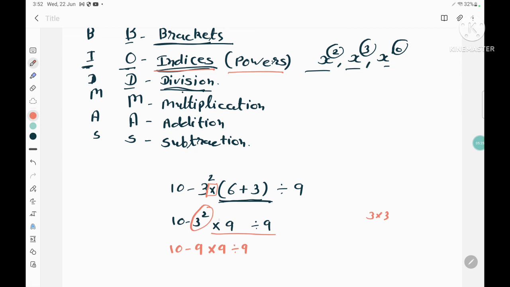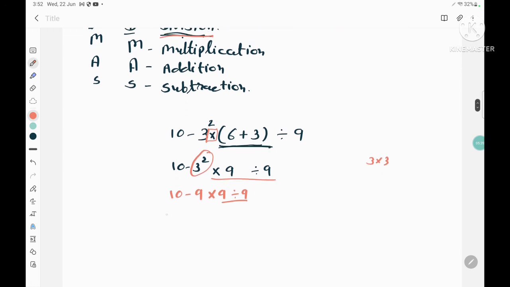Now after indices we have to solve the division. So here 9 divided by 9 we solve first. So 10 take away 9, copying that as it is with the multiplication sign, and now I do 9 divided by 9, which is 1. After that I have to do multiplication. So 9 times 1 is 9. So 10 take away 9 equals 1. So the answer is 1.